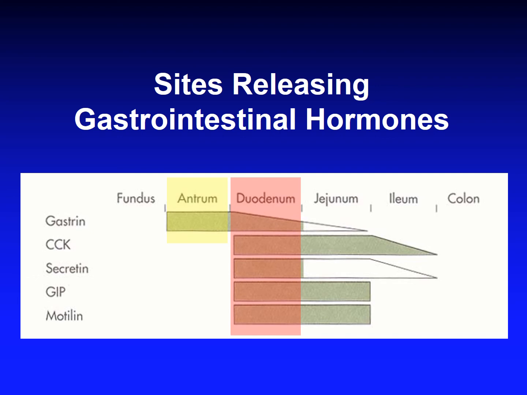This table provides information about the sites of gastrointestinal hormonal release. Only one of the hormones is from the antrum of the stomach, and that is gastrin. Only one gut hormone, 1 out of the 5, is secreted by the antrum of the stomach, and that is gastrin. All of the 5 gut hormones are secreted from the duodenum. All of them are secreted from the duodenum.